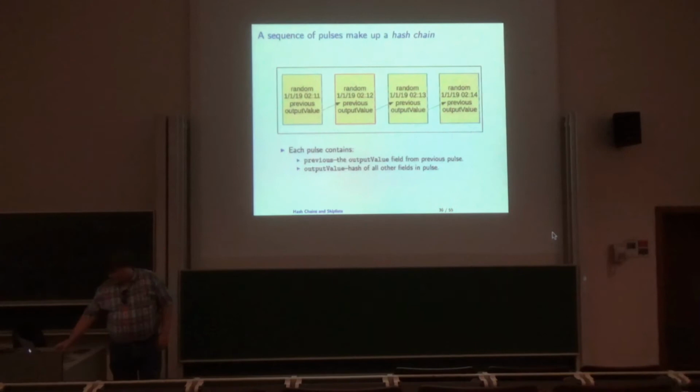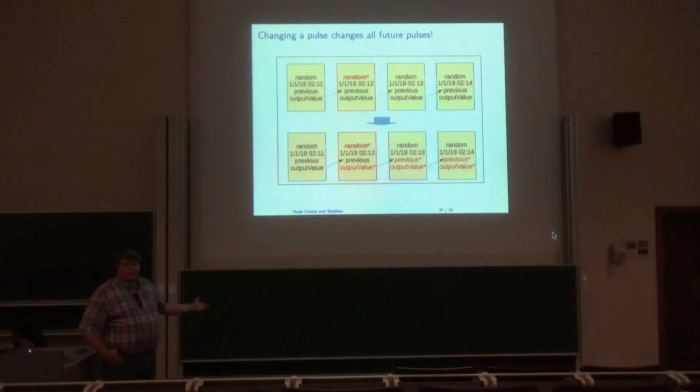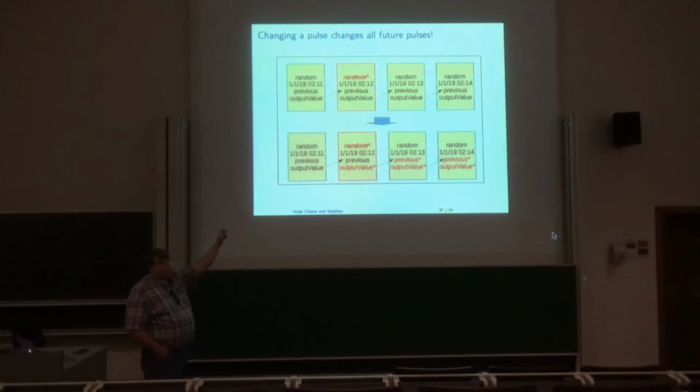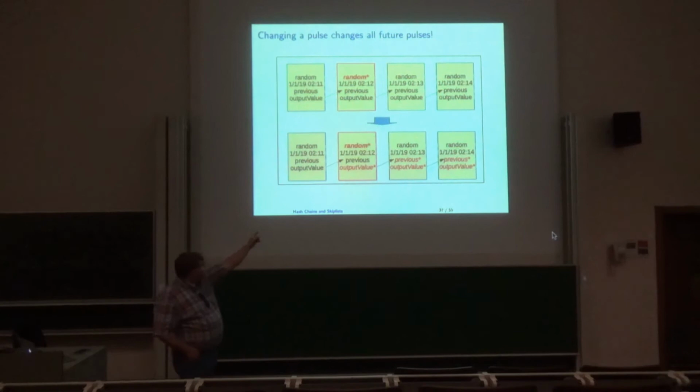Well, the idea is because hashes are collision resistant, if I wanted to make a change to a hash chain somewhere in the back, so I'm changing the second field, I'm going to just change the random number, then to make the sequence of pulses valid, I have to now recompute that output value, which has to have changed. If that hasn't changed, then I've got a collision in the hash function. And then I've got to loop that forward and recompute the hash and recompute the hash and so on. So it goes forward. So this is a hash chain.